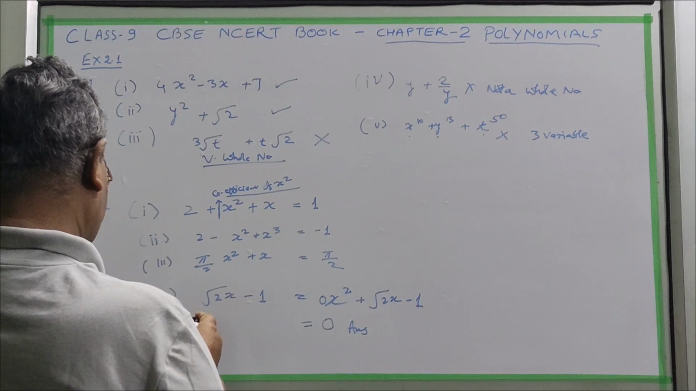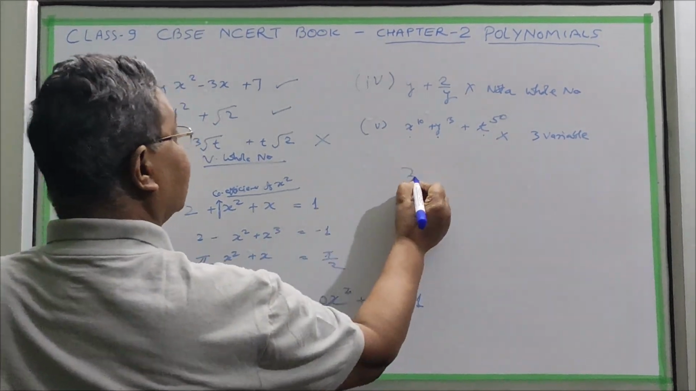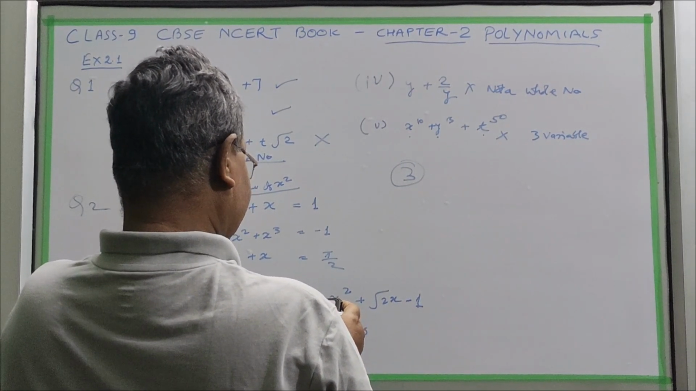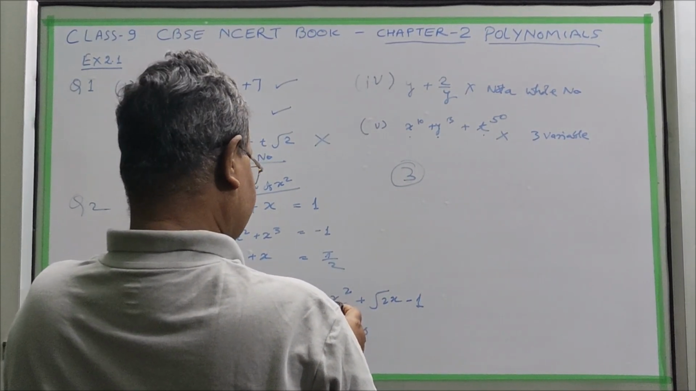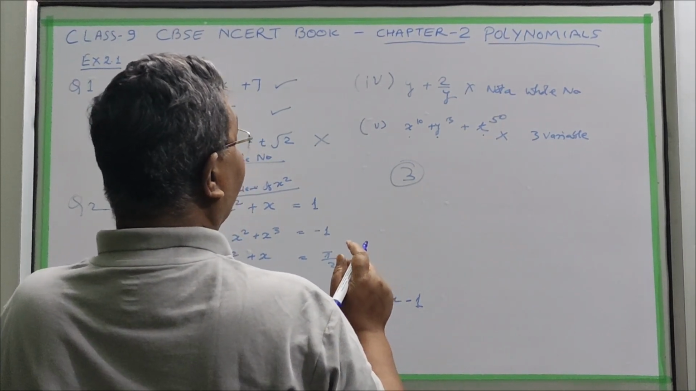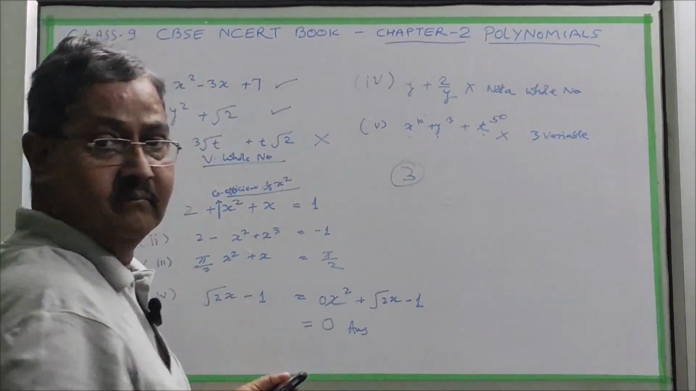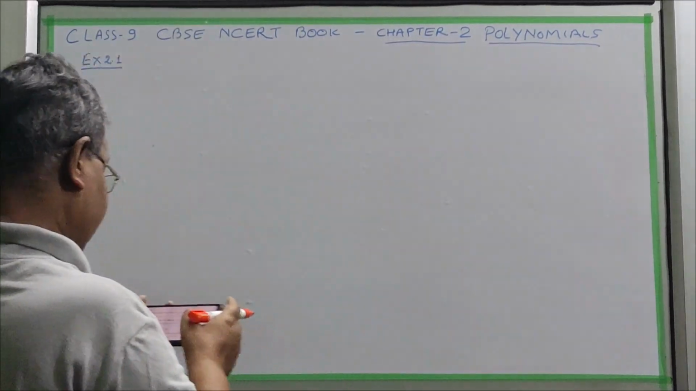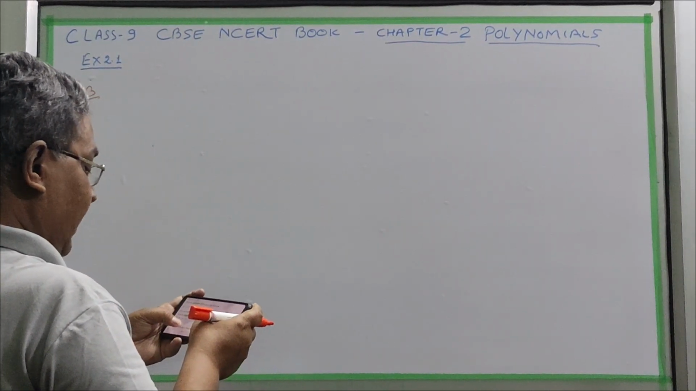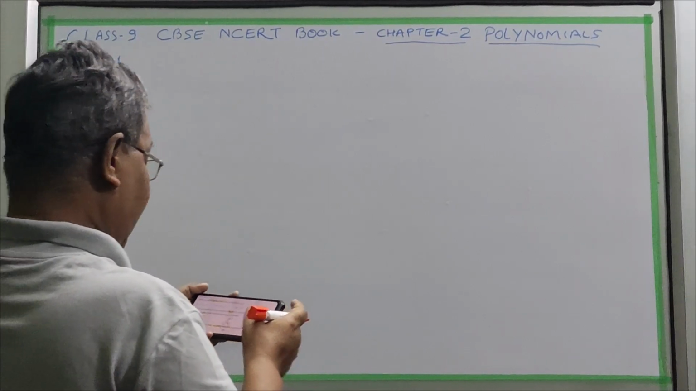Now we will go to the third question. Give one example of a binomial of degree 35 and a monomial of degree 100. So before doing this, I will explain. Now question number third, you have to tell a binomial of degree 35 and a monomial of degree 100.